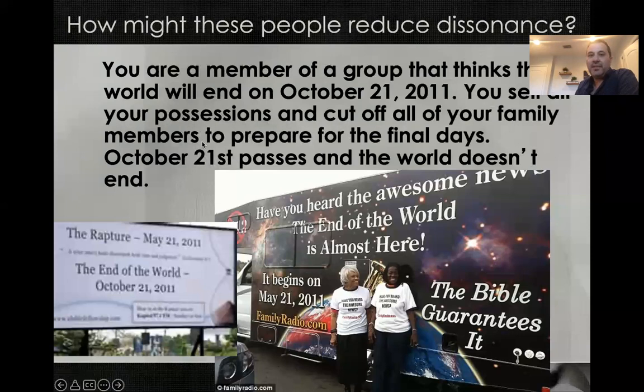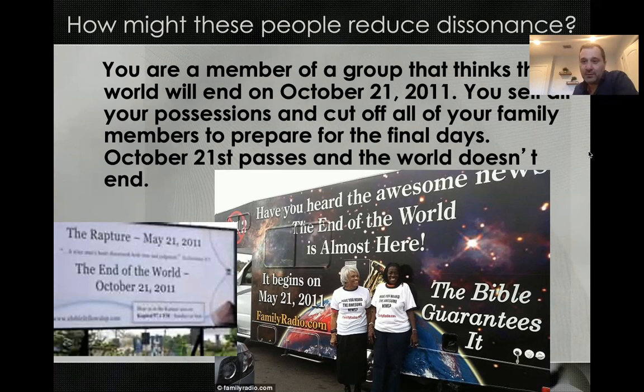Imagine that you're part of a group that thinks the world will end on October 21st, 2011. This is a real organization that believes this. You sell all of your possessions and you cut off all your family members to prepare for the final days. October 21st passes and the world doesn't end.